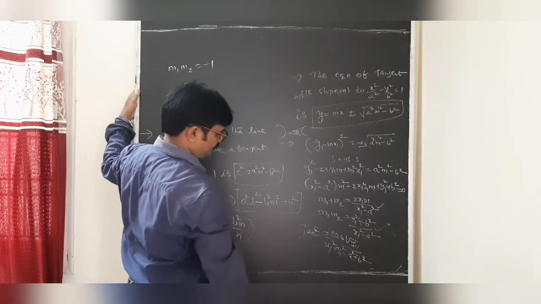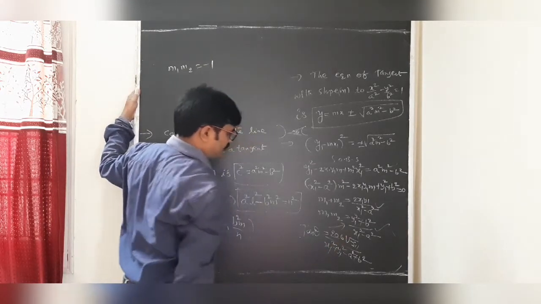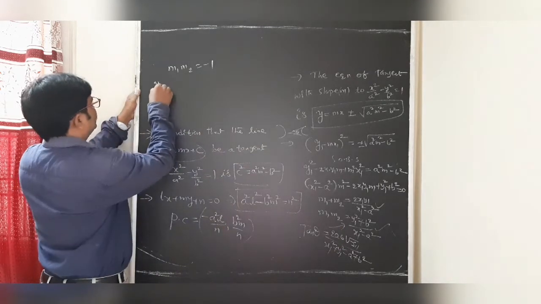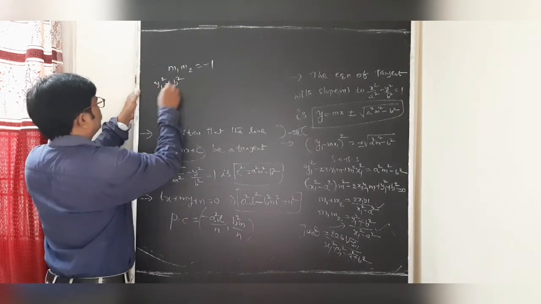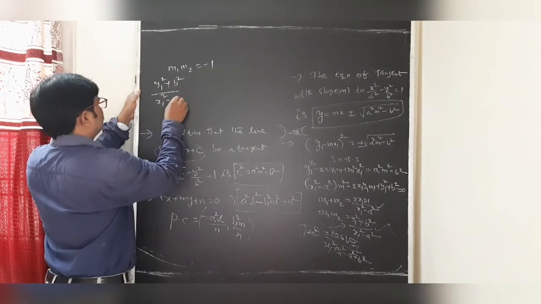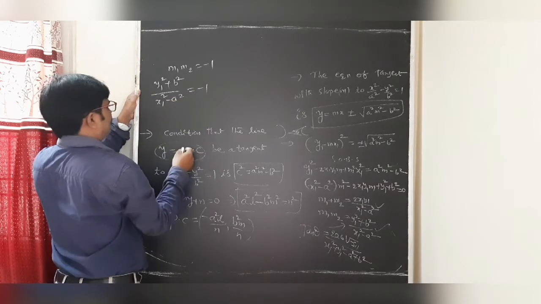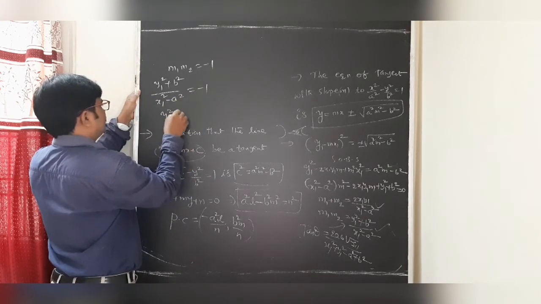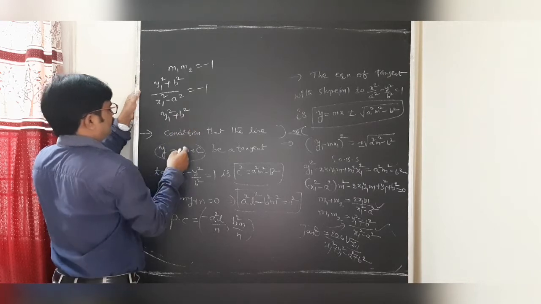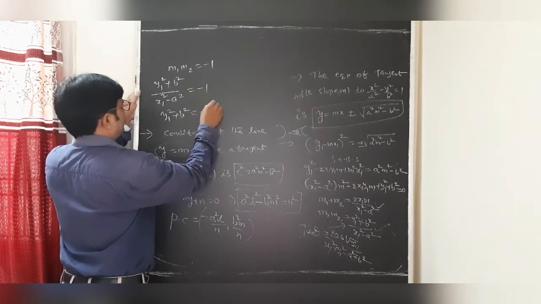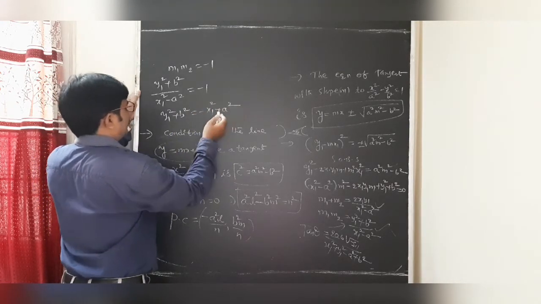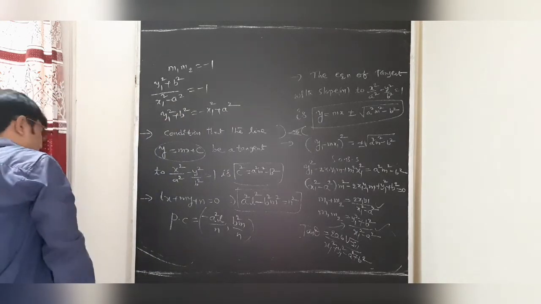So what is the form m1 m2? That is, (y1 square plus b square) by (x1 square minus a square) equals -1. Here y1 square plus b square, then x1 square minus a square. These are all sent to the other side.